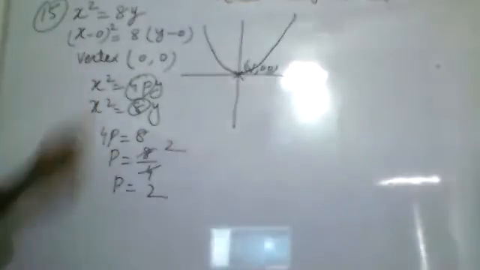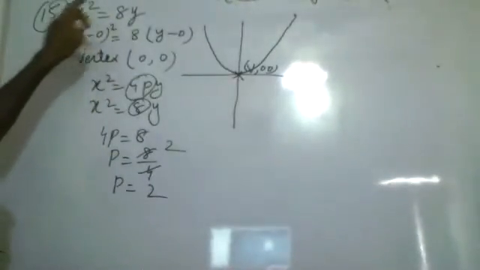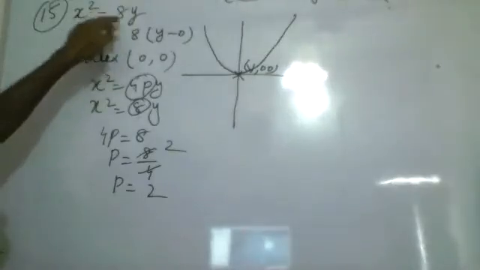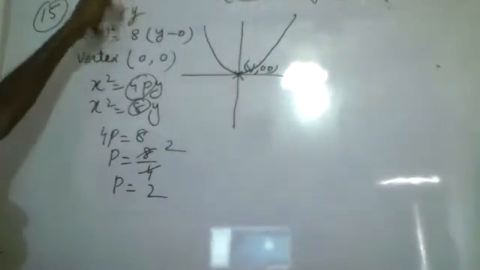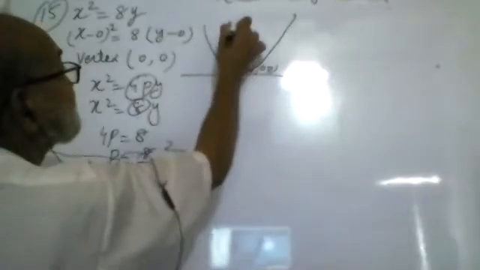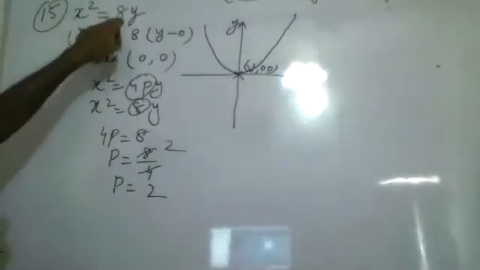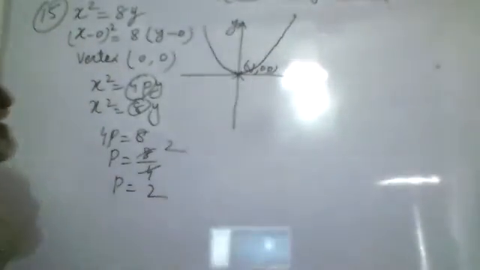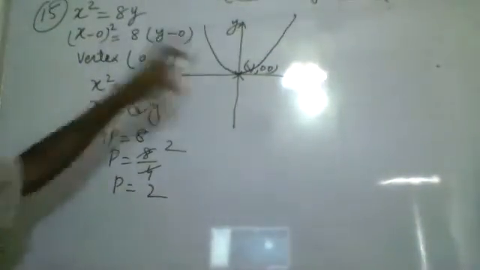The parabola will be like this because of the y-axis. I told you when it is x square is equal to something y, the y-axis will be the axis of symmetry. And if here it was y square and 8x, the axis of symmetry would be on the x-axis. So that is what we have.